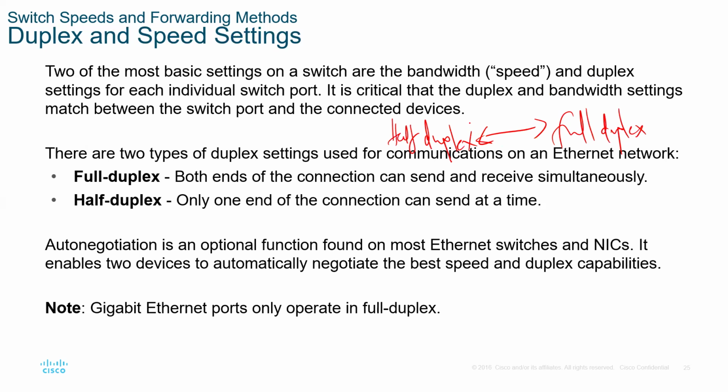Because if this one is sending, since it's in half duplex, it means it cannot receive. What happens if this one sends, if full duplex also sends? That's a problem. There will be a collision. The frames will be dropped. We lose information. What happens if one end of the system is 100 megabytes per second and if another is 100 gigabytes per second?